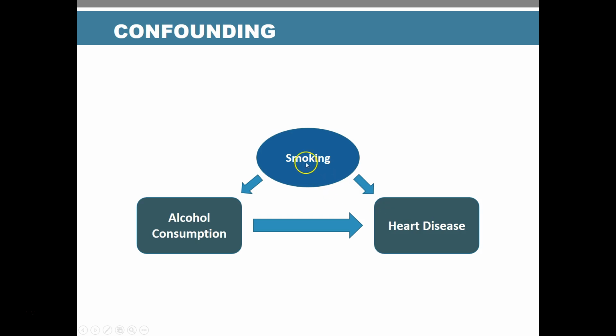So smoking is related to both alcohol consumption and heart disease. If I don't take this into account, it's going to look like the relationship between alcohol consumption and heart disease is really strong. But I actually have a third variable that's related to both of those, and I have to take that into account in order to get the true picture of what that relationship looks like.